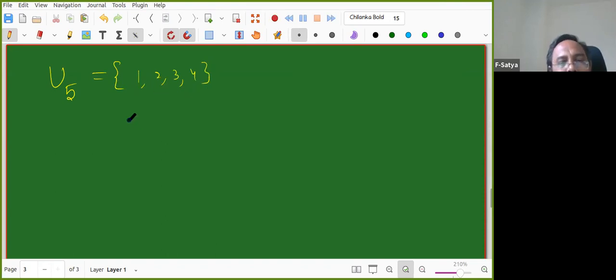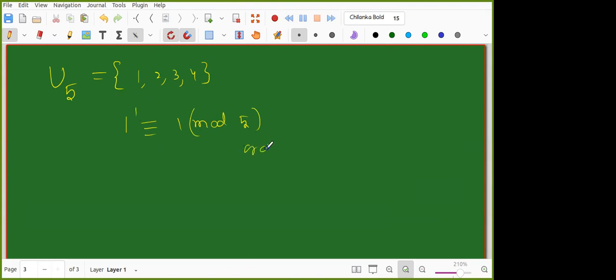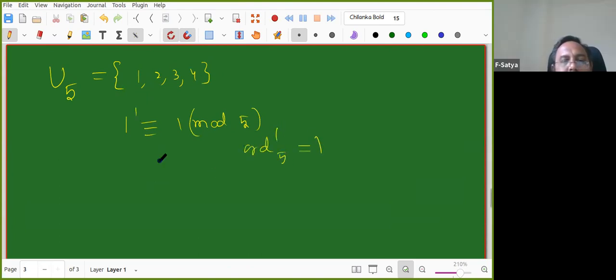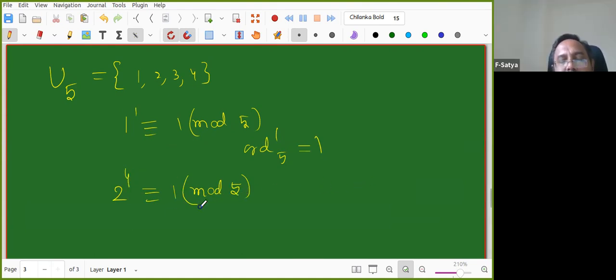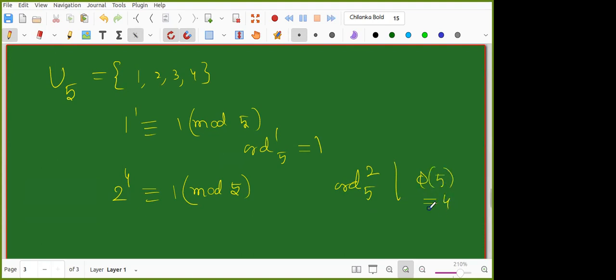Okay, good. Now let us go slowly. 1 to the power how much is congruent to 1 modulo 5? 1 itself. So the order of 1 modulo 5 is 1. The least such power that I get, that is the order. So 2 to the power how much is congruent to 1 modulo 5? 4. Why? The order of 2 modulo 5 also divides phi of 5. What is phi of 5? 4. So it divides 4.